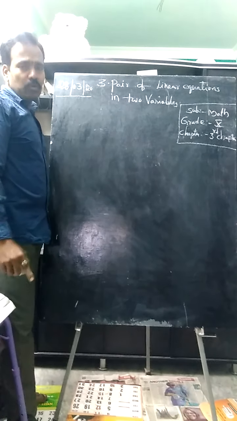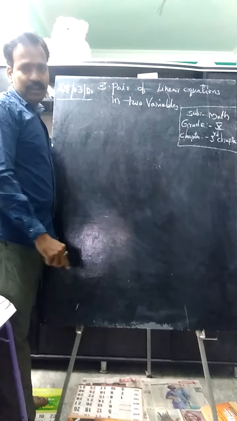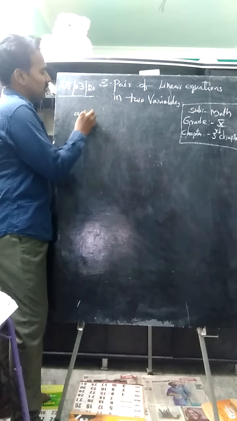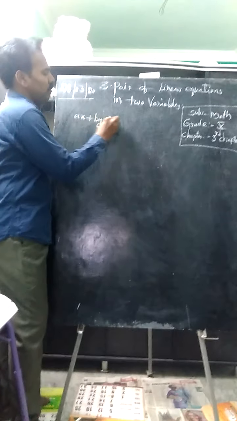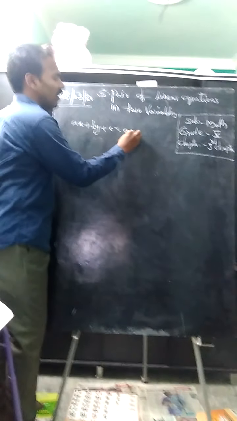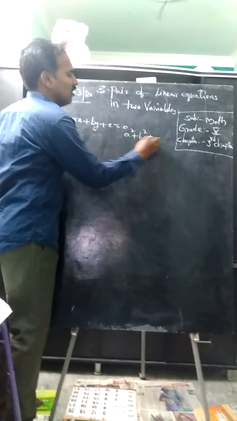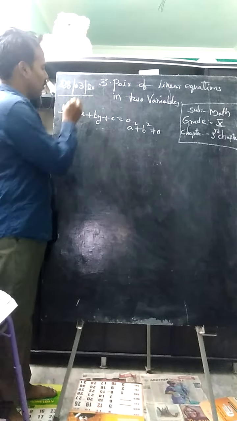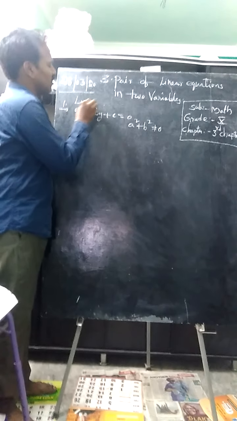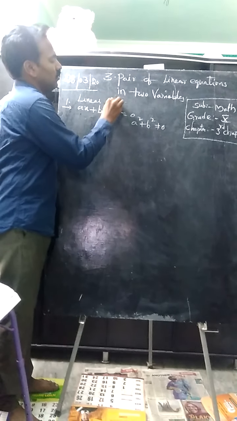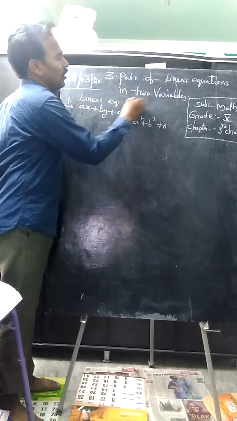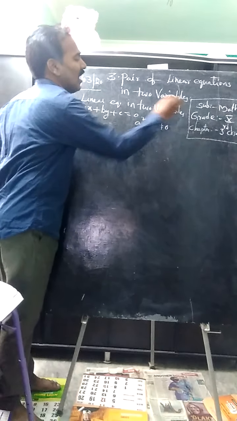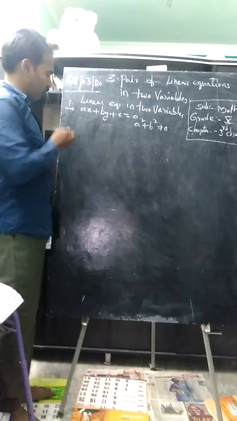Already you know about linear equation in two variables. That is, the standard form of linear equation in two variables is ax plus by plus c is equal to 0, where a square plus b square is not equal to 0. This is the general form or standard form of linear equation in two variables, which you learned in the previous class, along with its graphical representation.